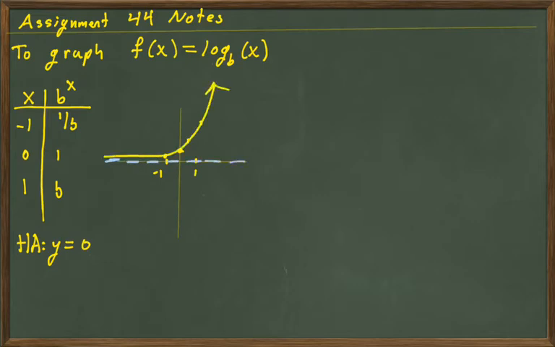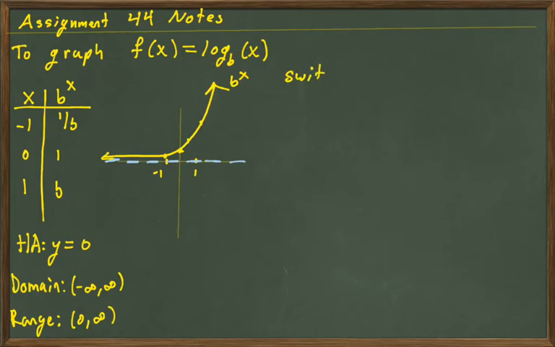And I have graphed exponential growth. It could certainly be exponential decay as well. All right, and there's your b to the x. Let's go ahead and also mention the domain and the range. The domain of the exponential is all real numbers, and the range is all positives.